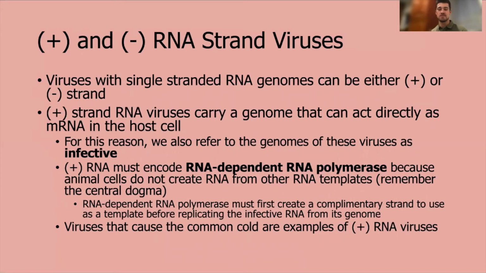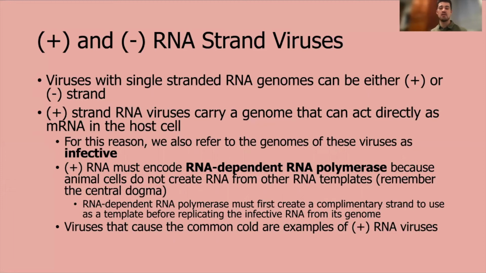So positive sense RNA must encode RNA-dependent RNA polymerase because animal cells do not create RNA from other RNA templates. Again, remember the central dogma. So retroviruses have RNA-dependent DNA polymerase because it's using RNA to create DNA. And now for these sorts of viruses, we're using RNA-dependent RNA polymerase. We're creating RNA from other RNA. And again, human cells don't do that. We create RNA from DNA. So we don't encode for this gene, so these viruses have to, if they're positive strand.